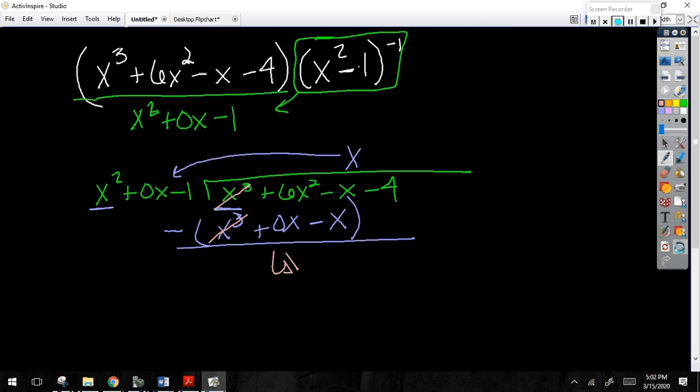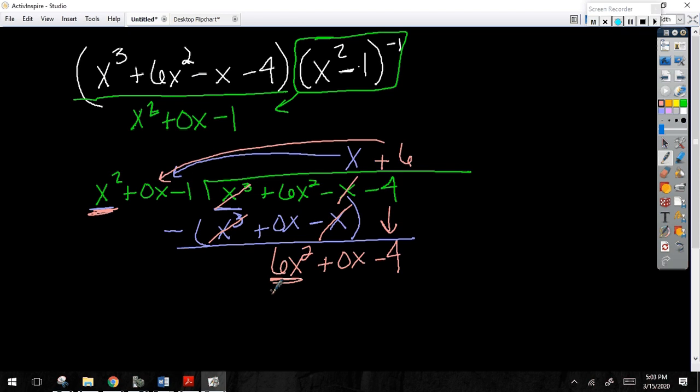Ooh, my pen is glitching on me. I have 6x squared. These are actually going to cancel on me. And then I have plus 0x, bring down the next term. And now start all over again. What do I multiply this by to get 6x squared? That'd be 6. And multiply around: 6x squared plus 0x minus, my goodness, minus 6.